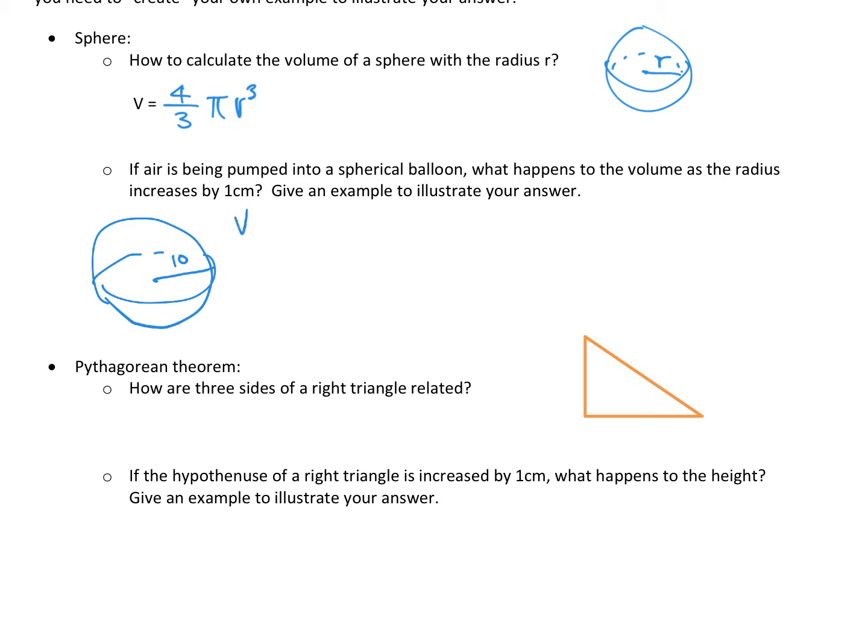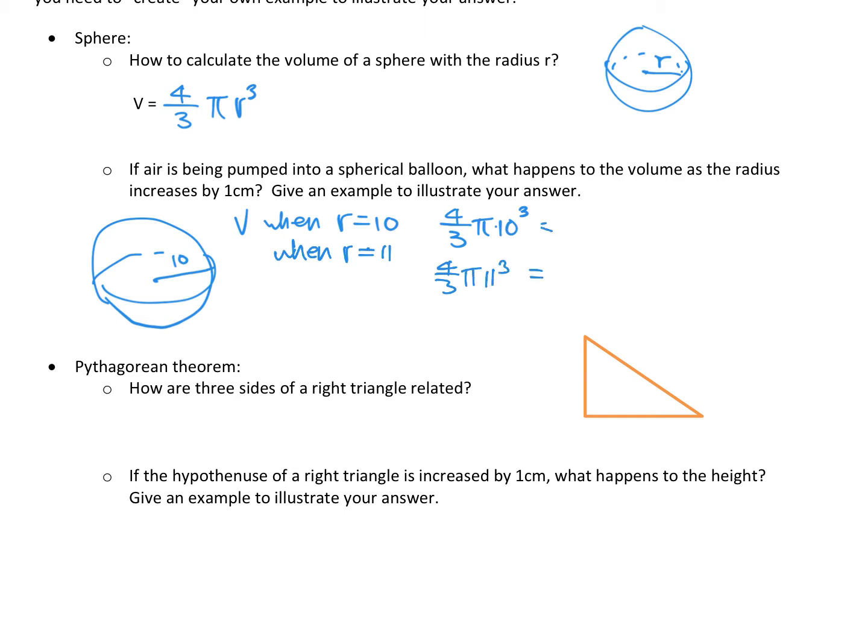So the volume when the radius is equal to 10, I can get 4 over 3 pi 10 cubed, right? So I'm using the formula here. I just copy that down. It says the radius is increased by 1 centimeter. So I'm going to compare that to when r is equal to 11. So 4 over 3 pi 11 cubed.